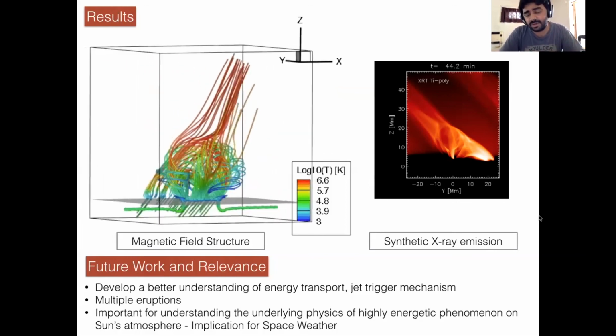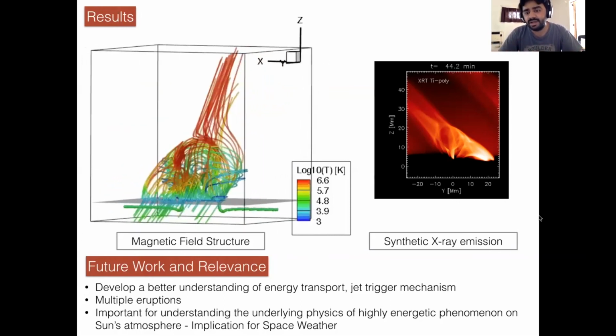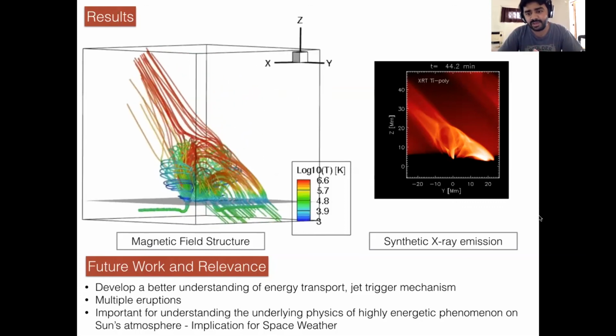So the second image is not observations, but we can pretty much regenerate structures which look very much like observations.